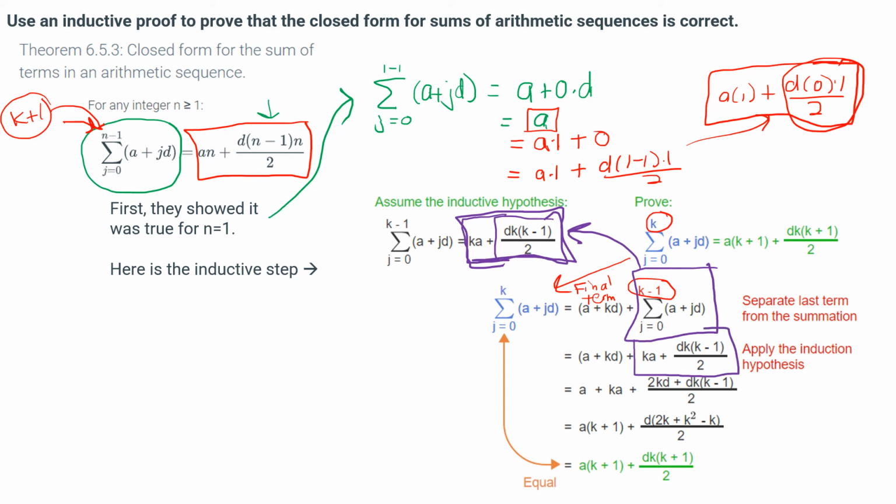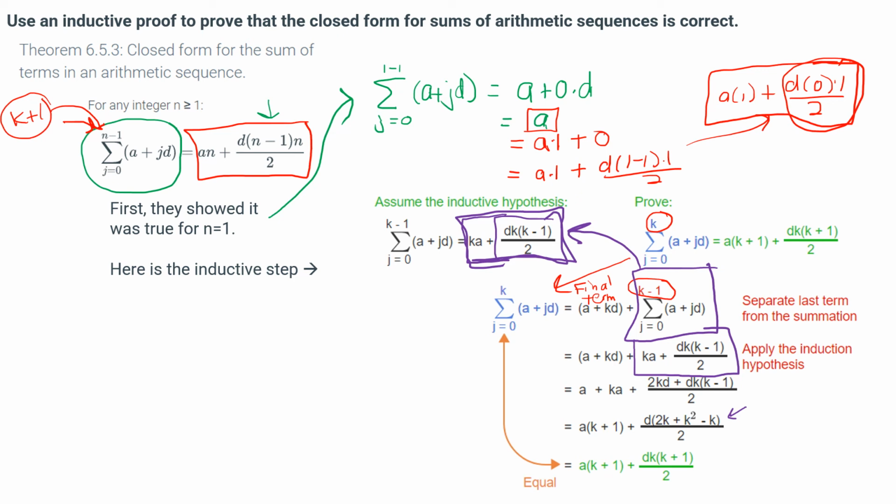Then they needed to do a few things. They switched the kd and the ka around, got a common denominator with the kd, so that then they could put all this together. They factored out a d, and then ended up with this. Well, no, not a trinomial. It's just 2k plus k squared minus k, so that's the same thing as, well, let's go ahead and write that.